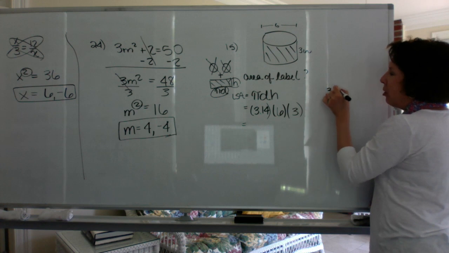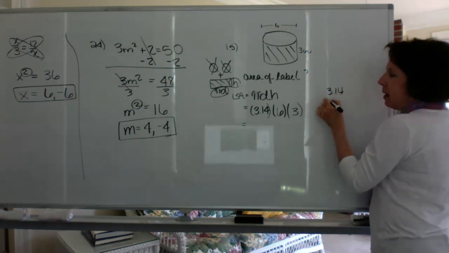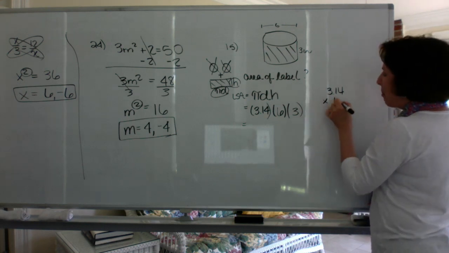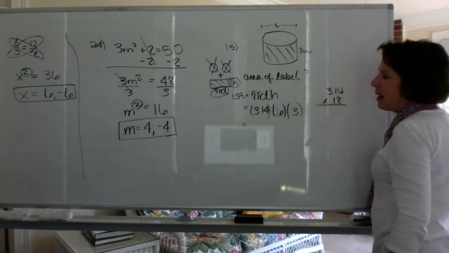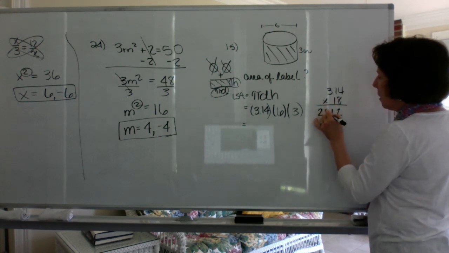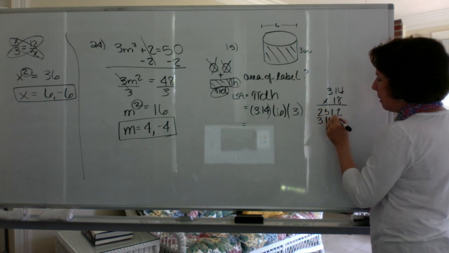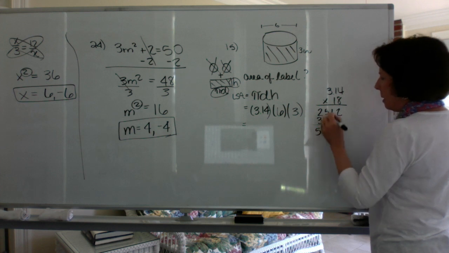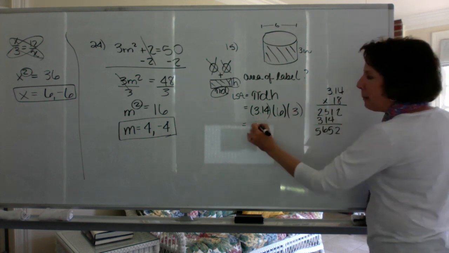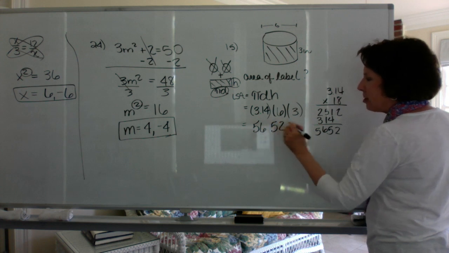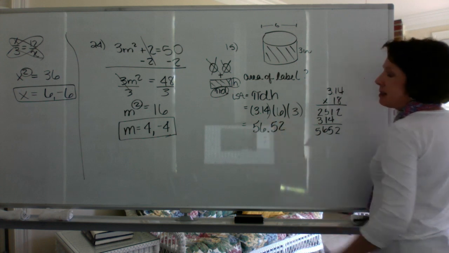I've got pi. You go ahead and do it at your table or desk or wherever you are. Pi times 18. Let's all go ahead and do that ourselves, and we'll compare our answers. I'm getting 56.52. And my units, I hope you did too.